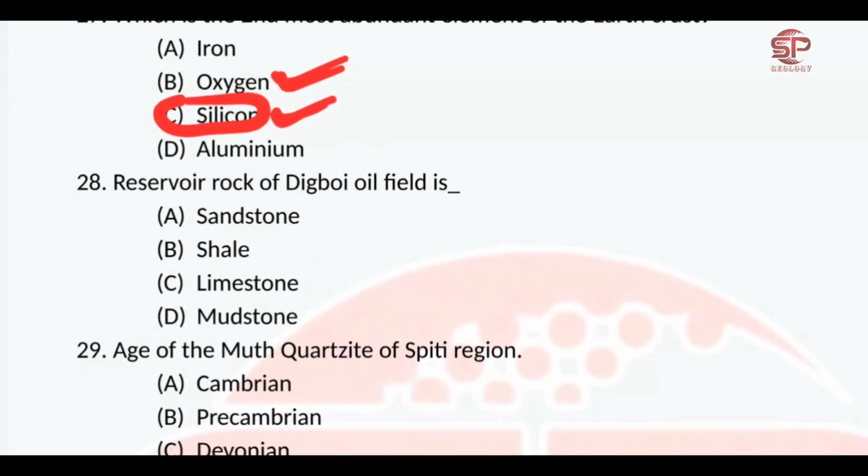Reservoir rocks of Digboi oil field. The Digboi oil field occurs in the Tipam series of middle Miocene rock. So the Tipam series consists of Tipam sandstone. So the oil occurs in deeper sandstone. So the reservoir of Digboi oil field is sandstone.